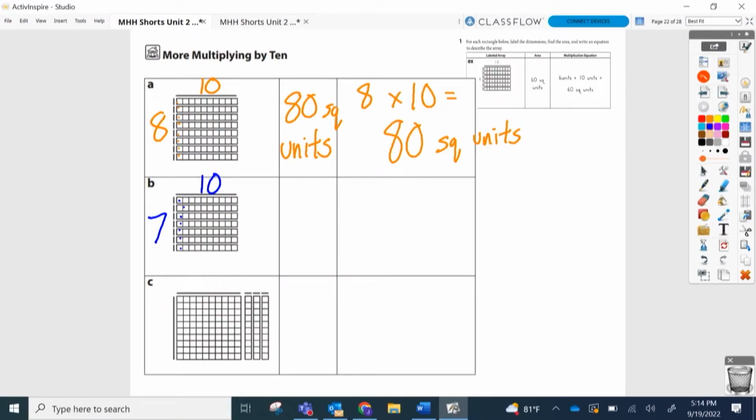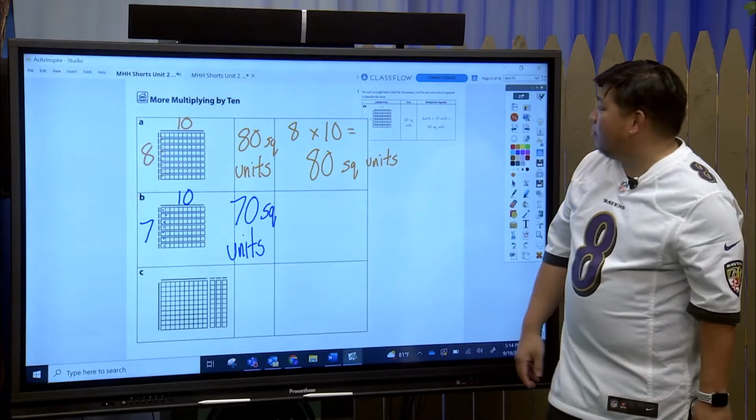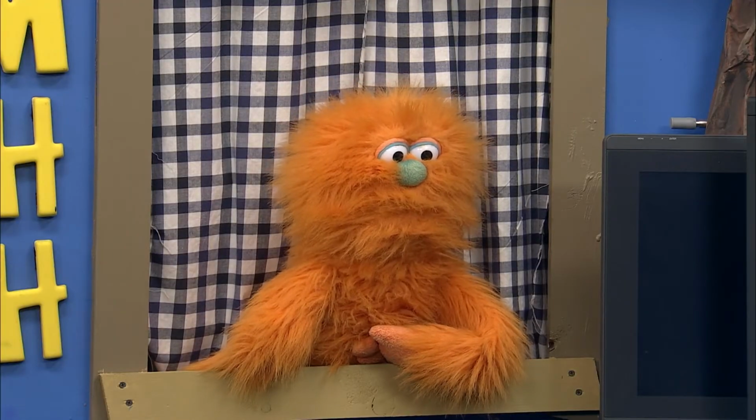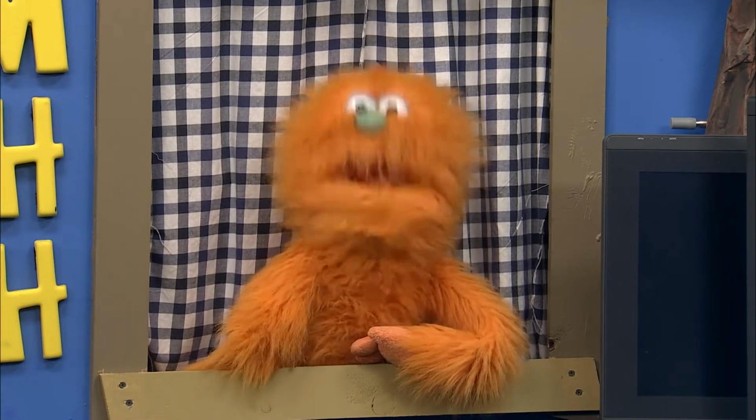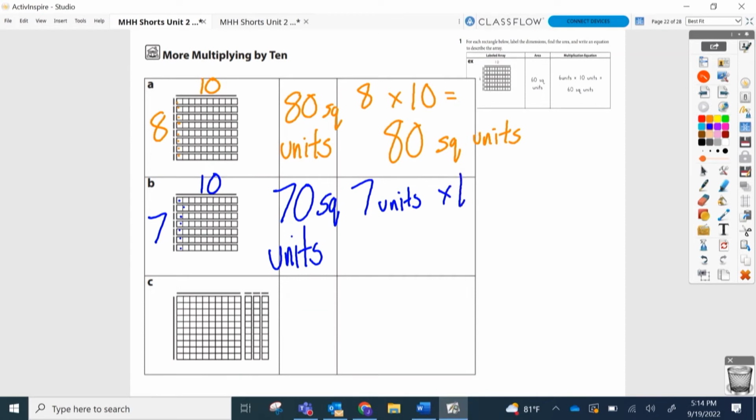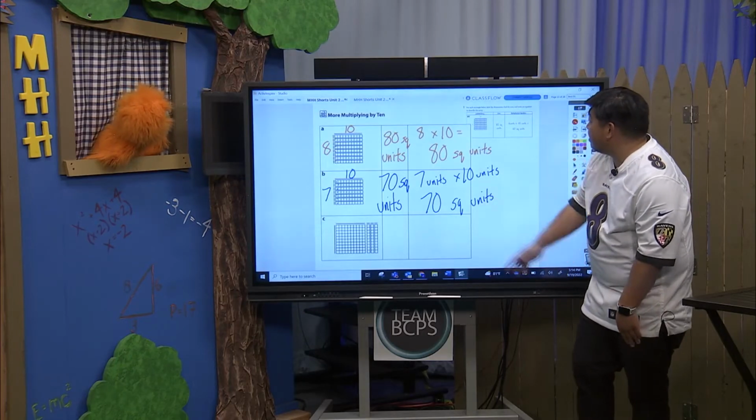Max, we've been practicing a lot lately. 7 times 10 is 70 square units. And our multiplication problem would be 7 units times 10 units equals 70 square units. Awesome, buddy. All right, we have one more of these, and then we'll move on to the next thing.